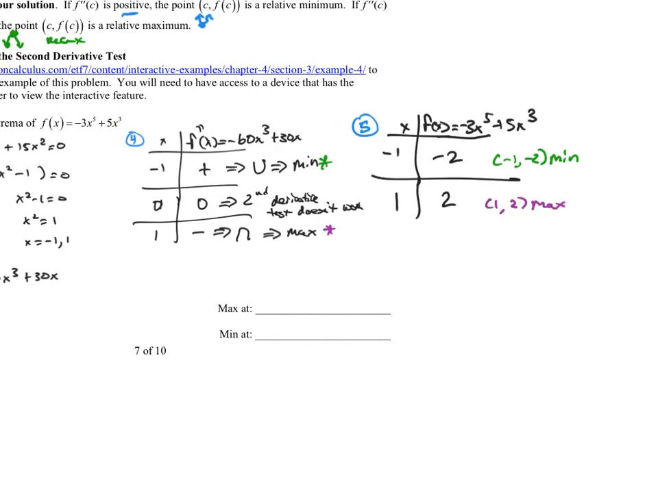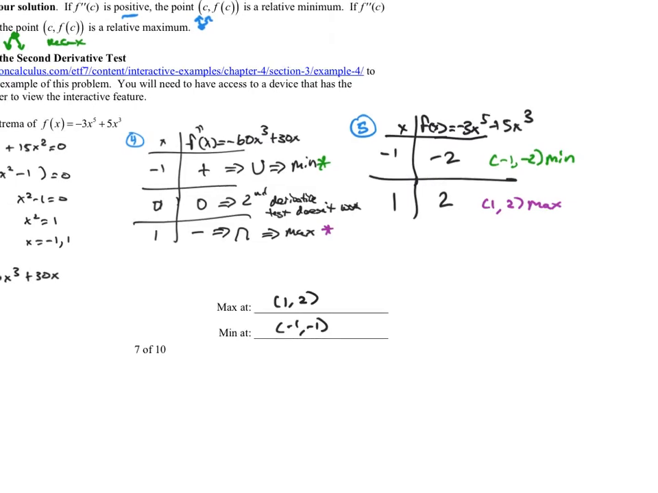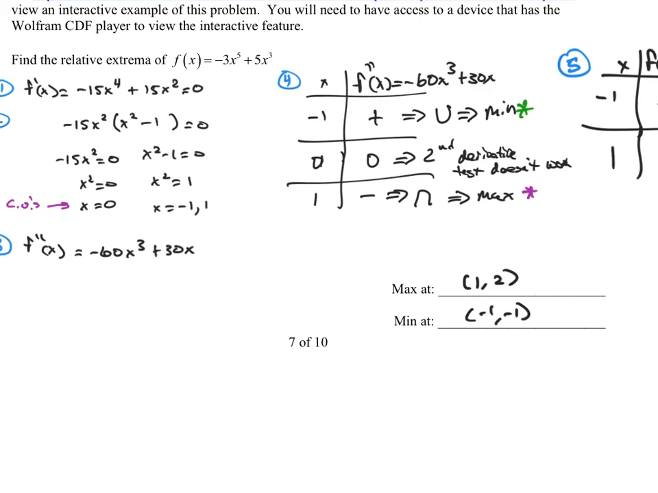So from the second derivative test, I know that there's a maximum at the point 1, 2, and I know that there's a minimum at the point negative 1, negative 2. So the only thing left to do is to look at the point 0, 0. And this is a real cruddy example because at the point 0, 0, how do we determine whether it's a max or a min? We actually have to go back and use the first derivative test. Well, if we're using the first derivative test for the point 0, 0, we might as well have used it for all of the dang points, right? But that's what we have to do.